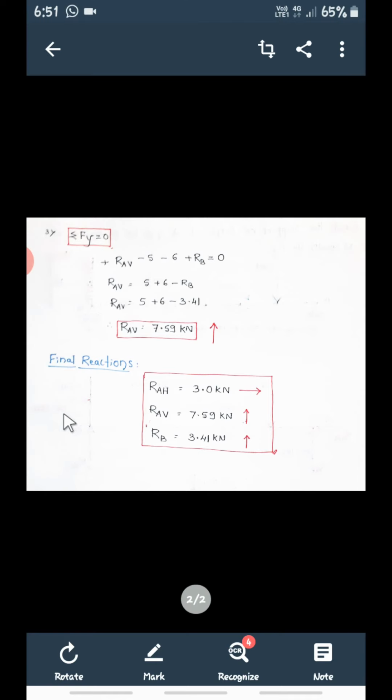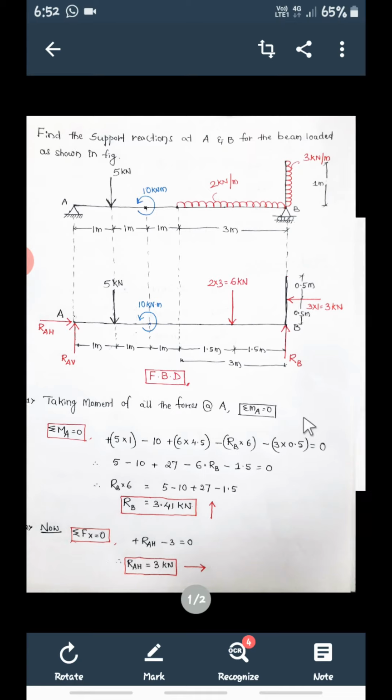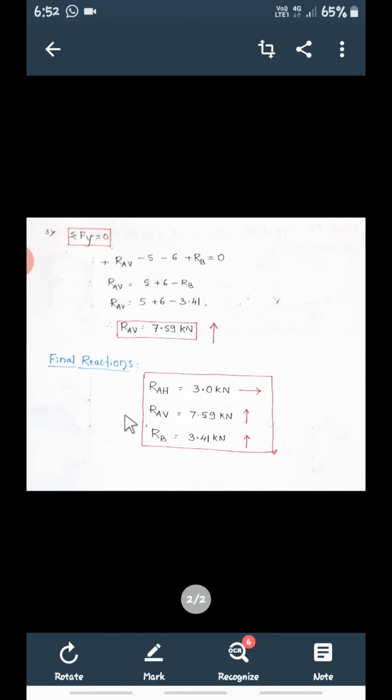Remember, this is an important problem. Please note how we have converted this UDL, and here also it is a UDL we have converted like this. Then 3 equations are used to find these 3 reactions. Hope you understood this problem. Solve it once again.